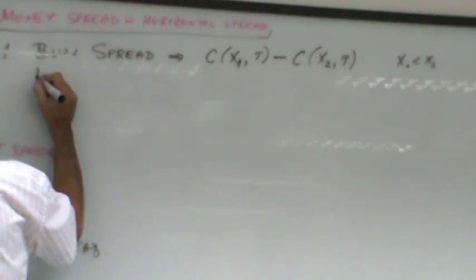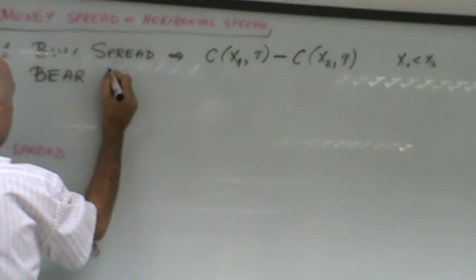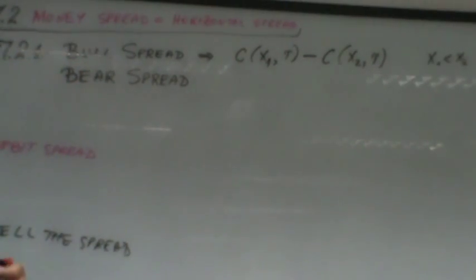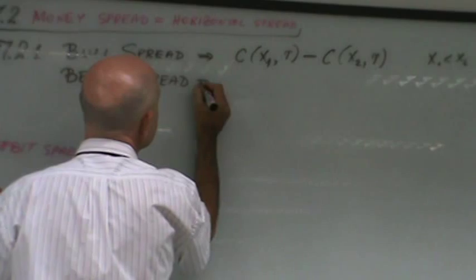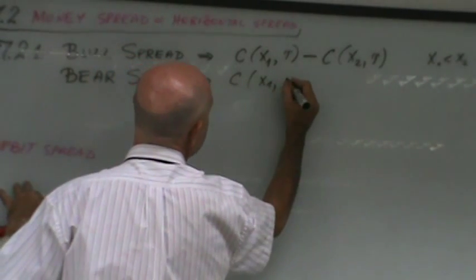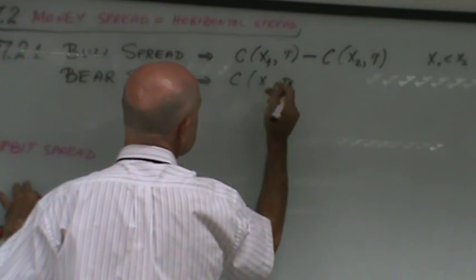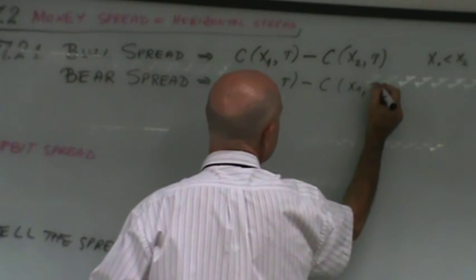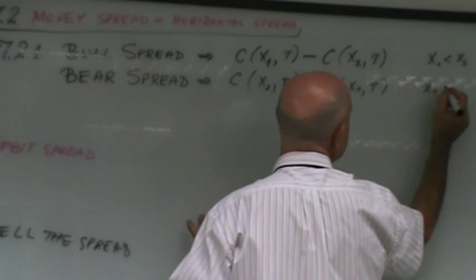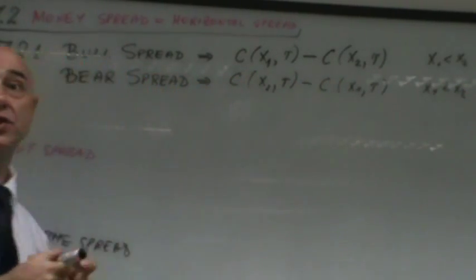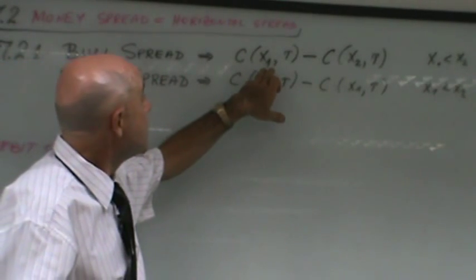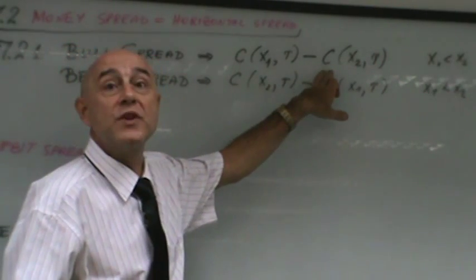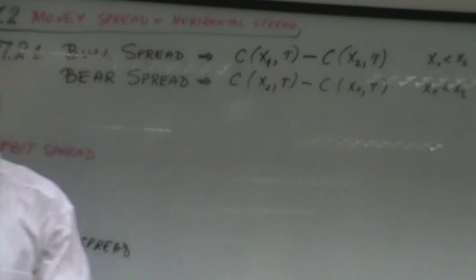And of course, you can have a bear spread with calls, and you're going to have a bear spread with puts. Let's write this: call X1T, it's going to be call X2T minus call X1T. Again, X1 less than X2. So you are long the one with the lower strike and short the one with the higher strike. And let's see what happens.